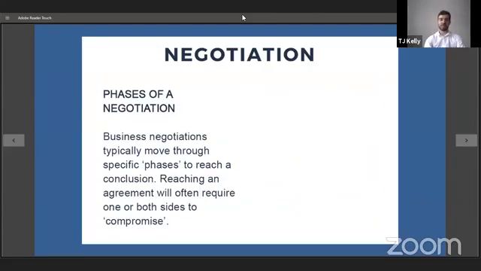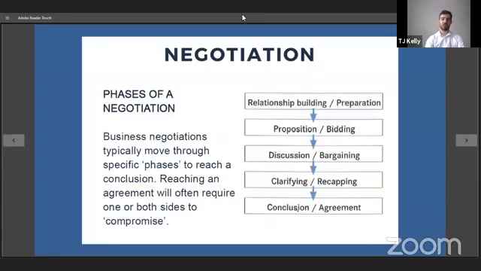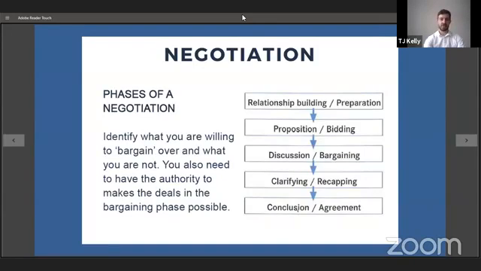Okay, we'll start off by looking at the phases of a negotiation. These are the common steps that a negotiation will often have to go through in order to reach some kind of compromise or conclusion. And we'll be summarizing these next. So let's not spoil that.